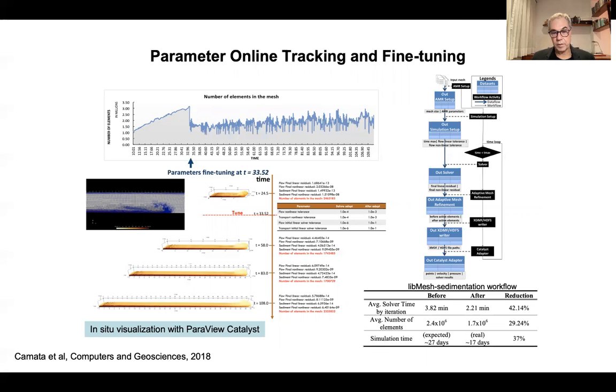you can see that before we adjusted the simulation at runtime, the average solver time per iteration was almost 4 minutes, and we cut this by almost one half. The adaptive mesh with hexahedra had about 2.4 times 10 to the power 6 elements. We reduced this by one third, and it took 17 days to complete. If we had done nothing in this intervention, it was expected to take almost 1 month on more than 400 cores in our supercomputer.